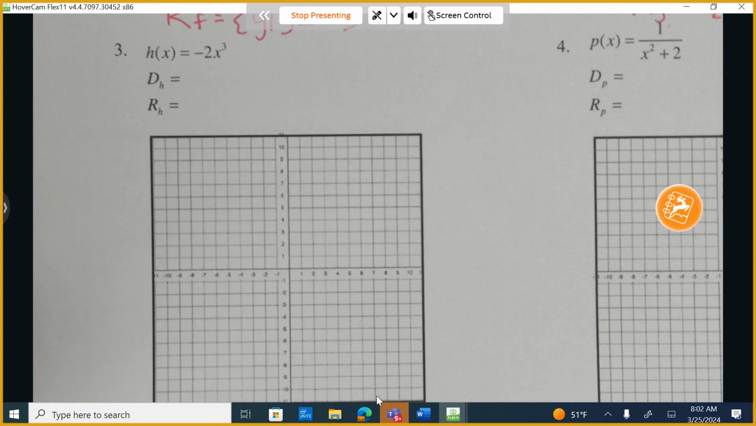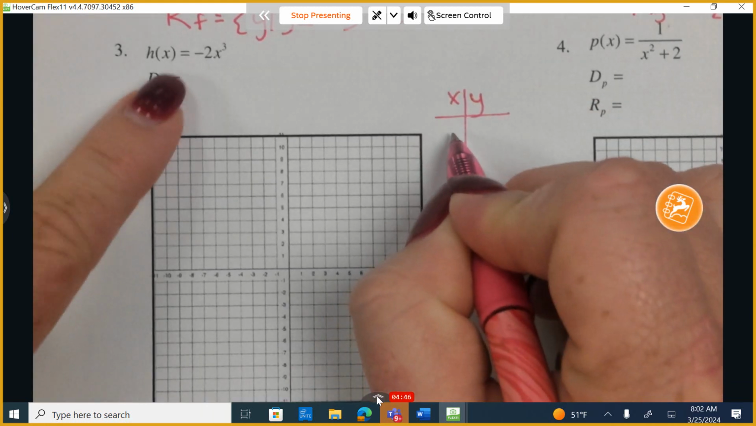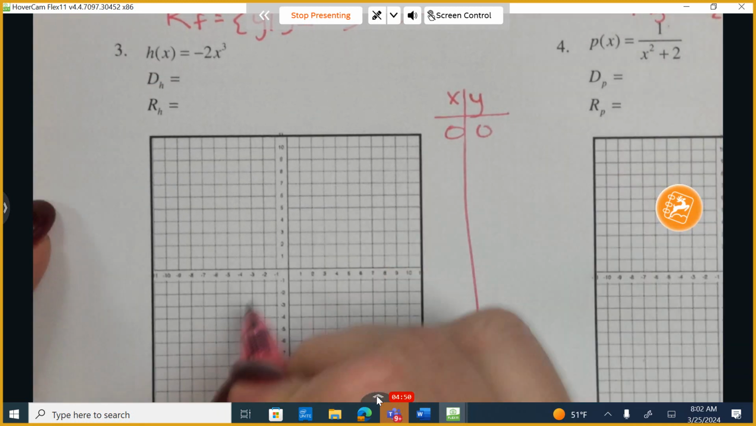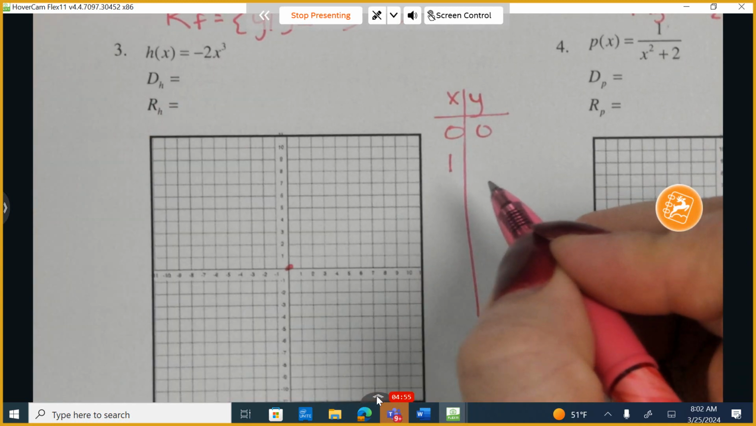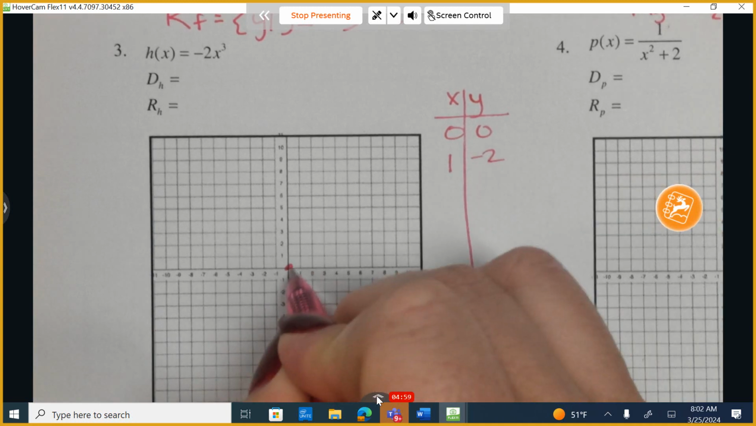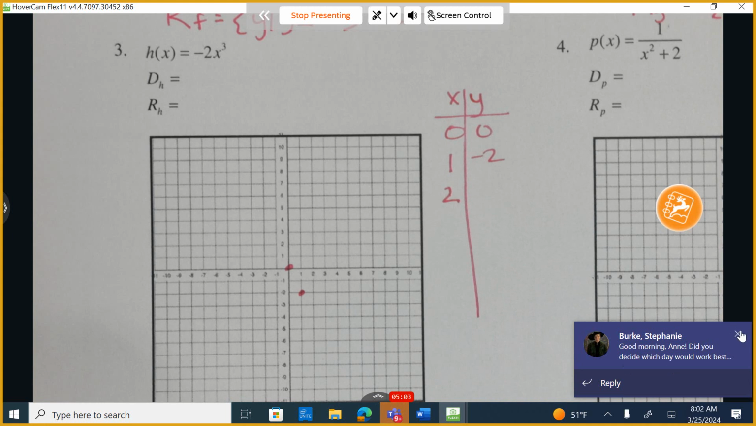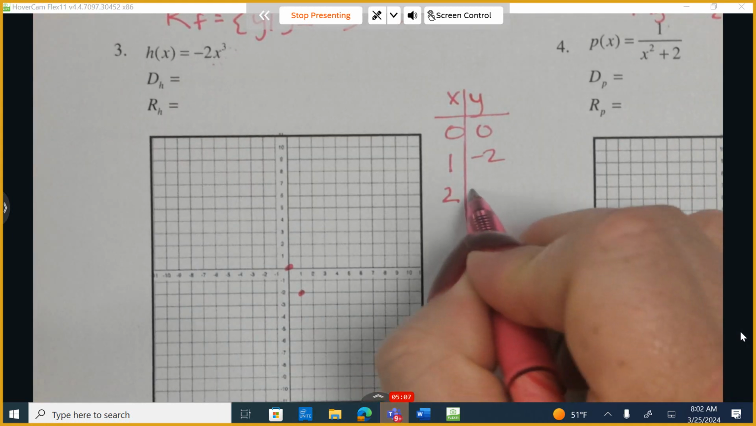So how are we going to go about doing this? Well, let's look at our values. I'm going to just start with 0. If I plug in 0, 0 cubed is 0, and 0 times negative 2 is 0. Let's try a 1. I plug in 1, 1 cubed is 1, and 1 times negative 2 is negative 2, so I'm going to go over 1 and down 2. Let's try 2. If I go over to 2, 2 cubed is 8. 8 times negative 2 is negative 16.